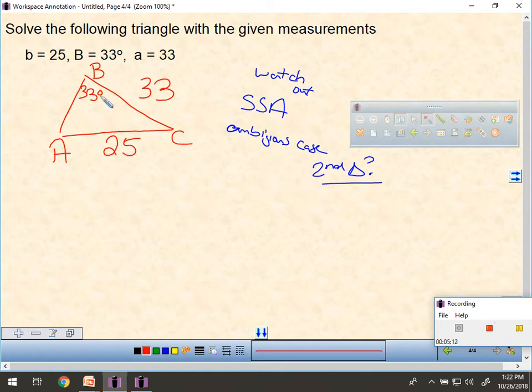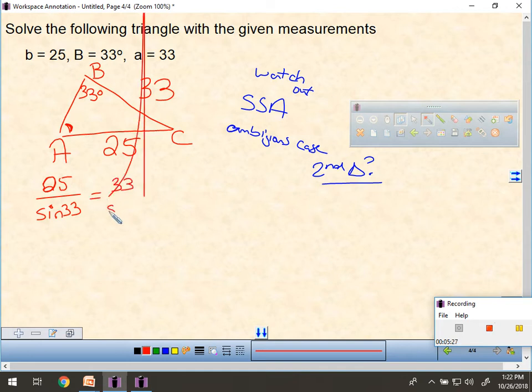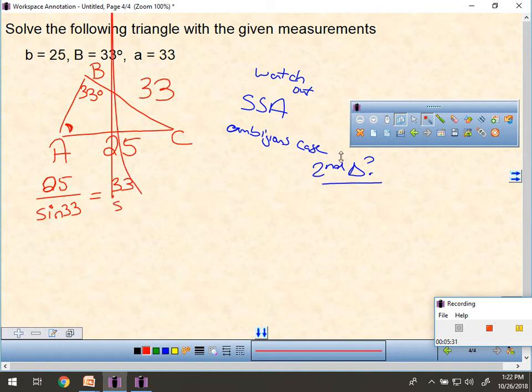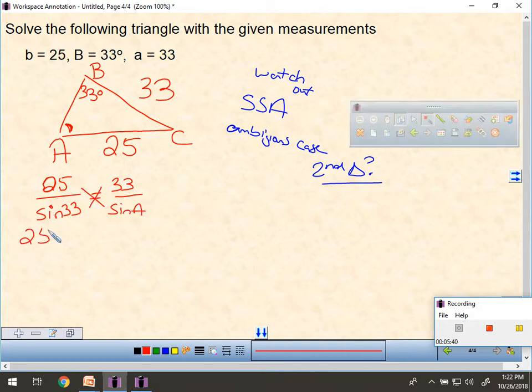So to do this, I'm going to have to use law of sines. I have no choice. I have to find angle A first, since that's the only side I've given. So if I set this up, I'm going to have 25 over sine of 33 equals 33 over sine of A. And then I'm going to just go ahead and solve this for A. So I'm going to cross multiply. That'll give me 25 sine of A equals 33 sine of 33.